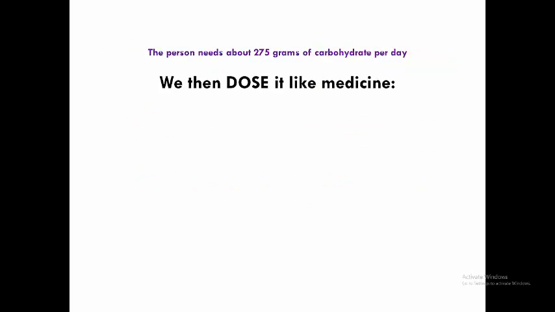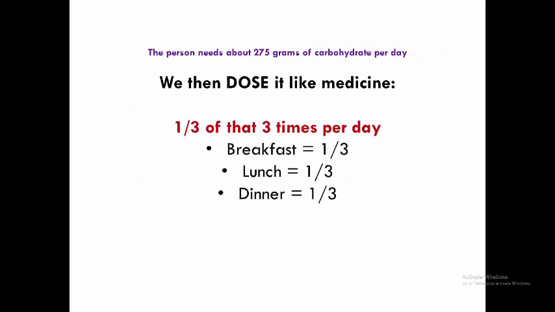So I might break it down like this. I would say, all right, of the total that you need per day, we want to divide it into equal amounts between 3 meals. That way you get the exact same amount entering your blood each time, so you get the exact same rise in blood glucose each time.